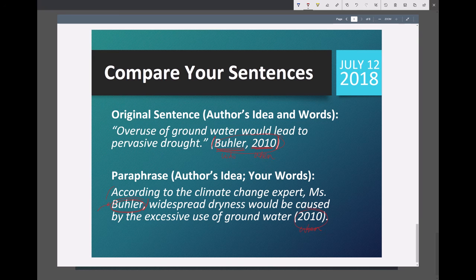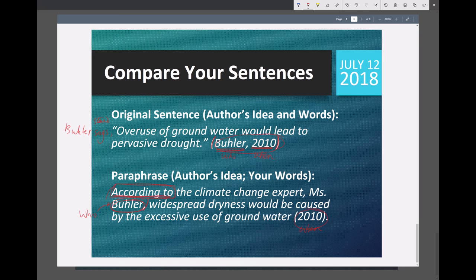The who is now placed in the middle of a sentence, and the signal word for this is according to. So it's kind of like saying Ms. Bueller says widespread dryness would be caused by the excessive use of groundwater. According to, as a signal word, allows you to use a paraphrase. When you use Ms. Bueller says, for example, you might end up using a quote. So, because when you say somebody says something, you're expecting to hear their words. So you can also say said. Same thing.